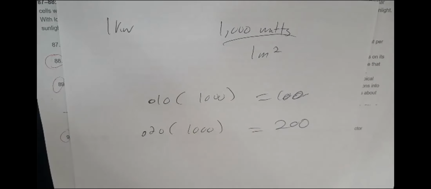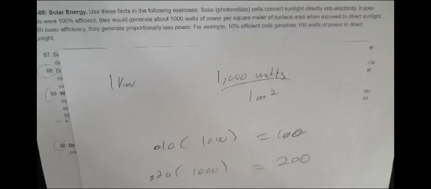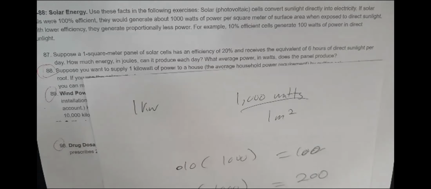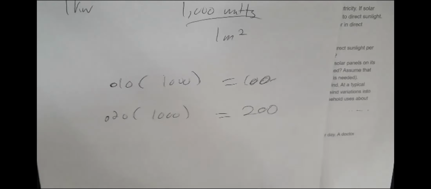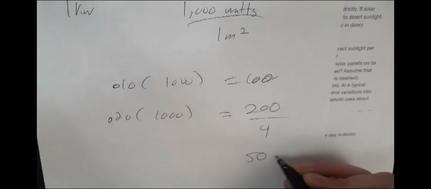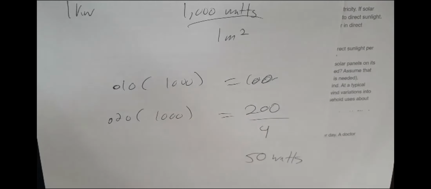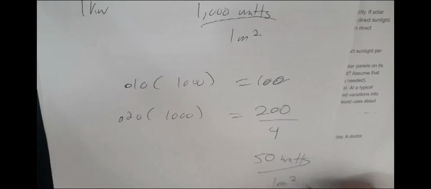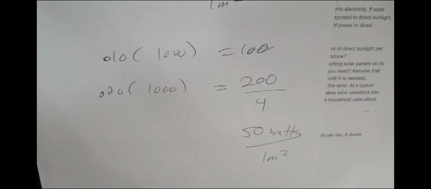But we know that's using it for 24 hours a day, and we know we're only using it for 6 hours a day. So 6 is like a quarter of the day. So I still believe we need to divide this by 4, and we're going to get 50 watts. We should be getting 50 watts for every 1 meter squared that we have. That's what this sounds like to me.